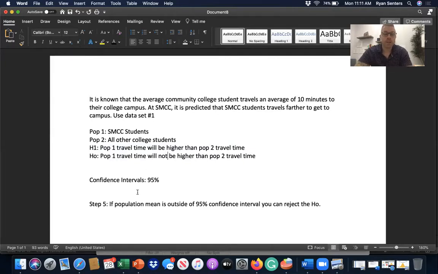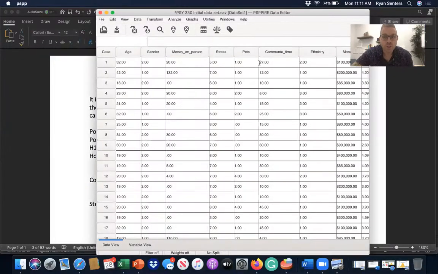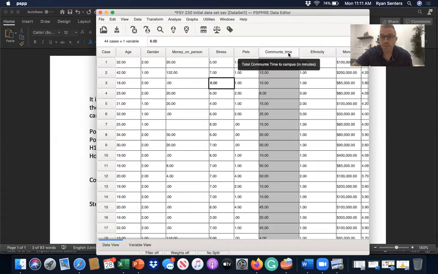Right. Now, the way you're going to do that, I don't need to worry about steps 2, 3, and 4, but how you're going to do this is you're going to compute the confidence intervals. So I need to find the 95% confidence intervals for my students. If I take a look, I have a variable here called commute time.